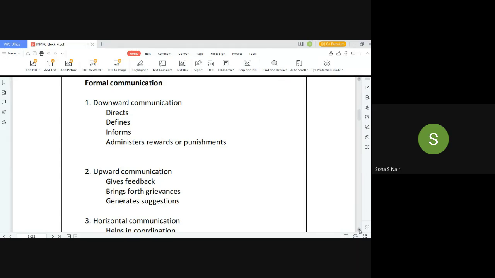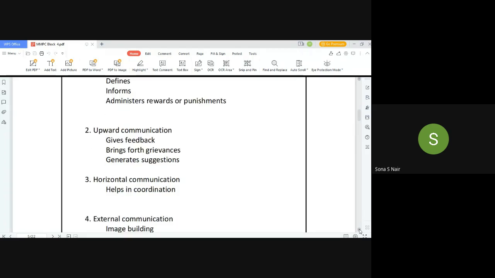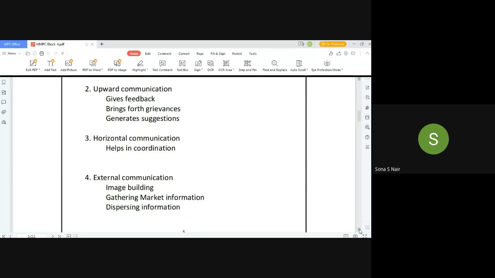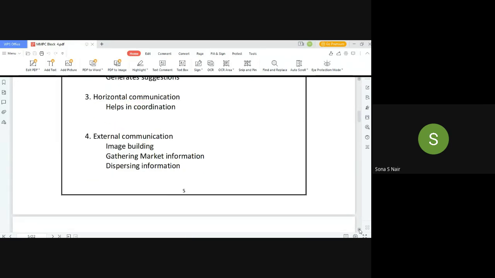It gives feedback, brings forth grievances, generates suggestions, all those things. Horizontal communication is between the same level of people in the organization, and it helps in coordination between people in the organization. External communication is also there. That is also a formal communication, and it helps in image building.